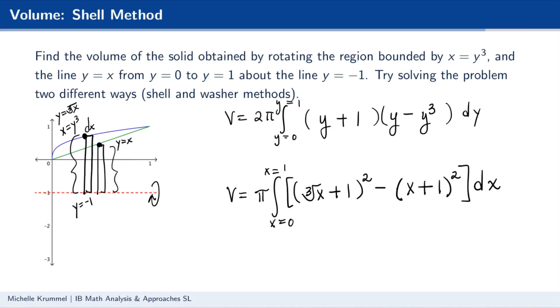So here's the two different setups. And when you work both of these out, you should get the same answer in the end, which is 23 pi over 30. Now you're not going to get that exact answer unless you work it out by hand. So if you checked it on your calculator, that's fine. You would just have a decimal value there instead.